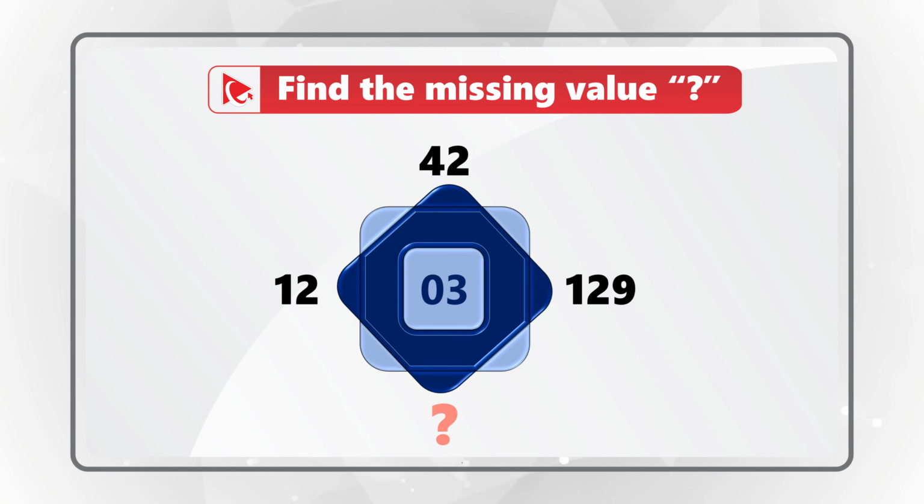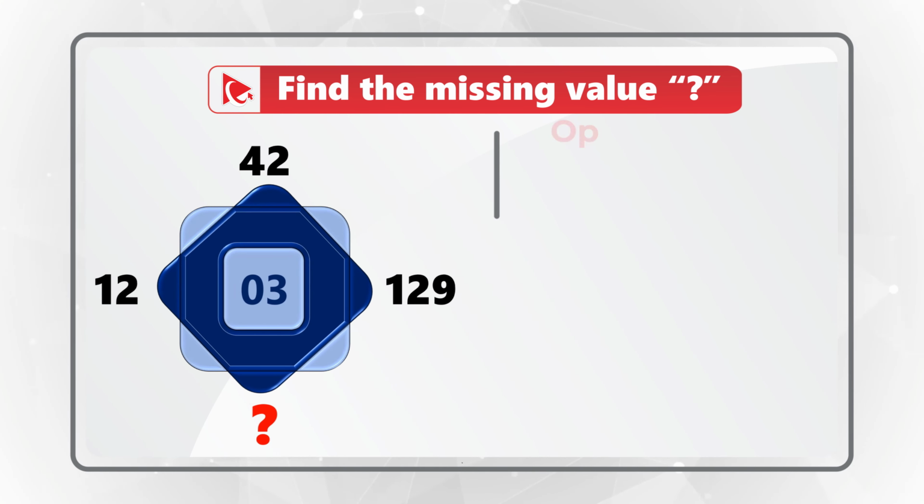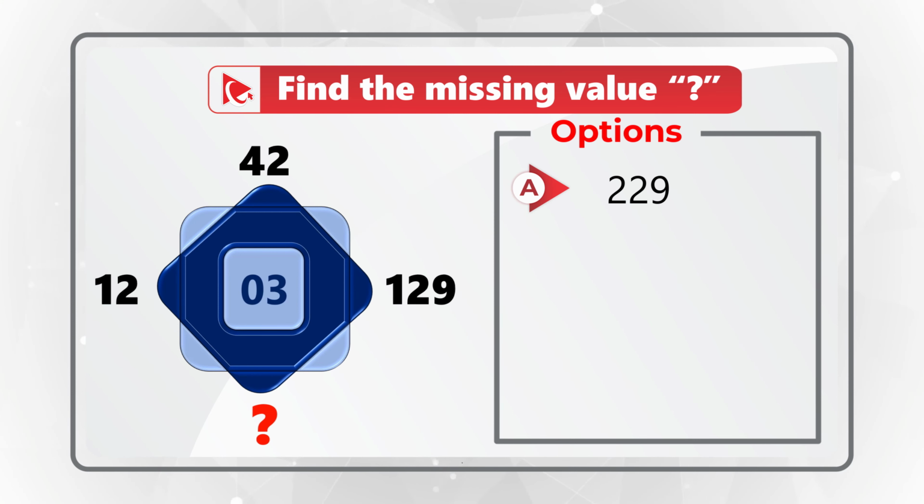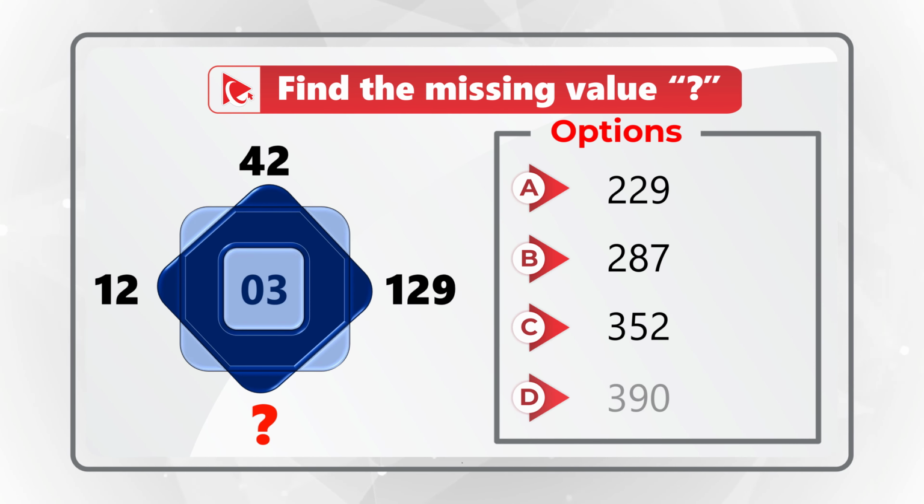Missing value is represented by the question mark in a shape that contains numbers around the shape as well as one number inside. The numbers you see are 12, 42, 129, and then there is a number 3 in the middle. You have 4 different choices to choose from. Choice A, 229. Choice B, 287. Choice C, 352, and then choice D, 390. Take a close look to see if you can recognize the pattern and solve this challenge. And once ready, please make sure to post your answer in comments so I can give you my feedback. Thanks for participating and good luck.